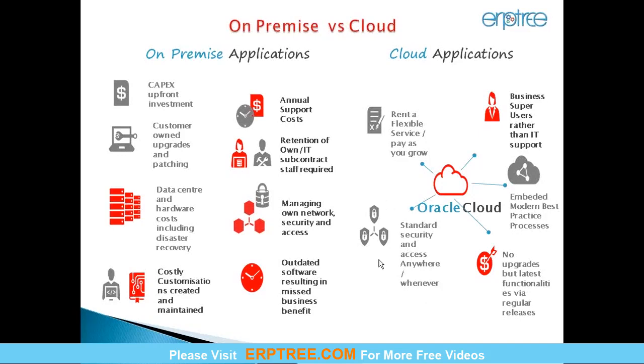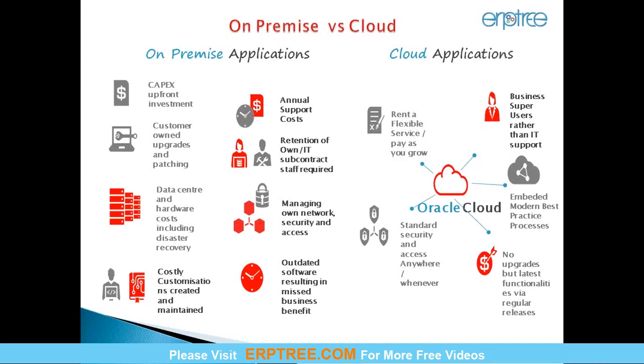The same way, other points like standard security and access from anywhere whenever you require, with high security. The instance will be available all the time, from anywhere, anytime you can access, and they will take care of all the security issues. And no upgrade, but latest functionality will be available. That means you don't need to do an activity called upgrade. If you use a SaaS model, it automatically gets converted into the latest version, so you are not going to miss any latest functionality. Once Oracle releases it, you take the advantage of it. So that's how on-premise is different from cloud application.